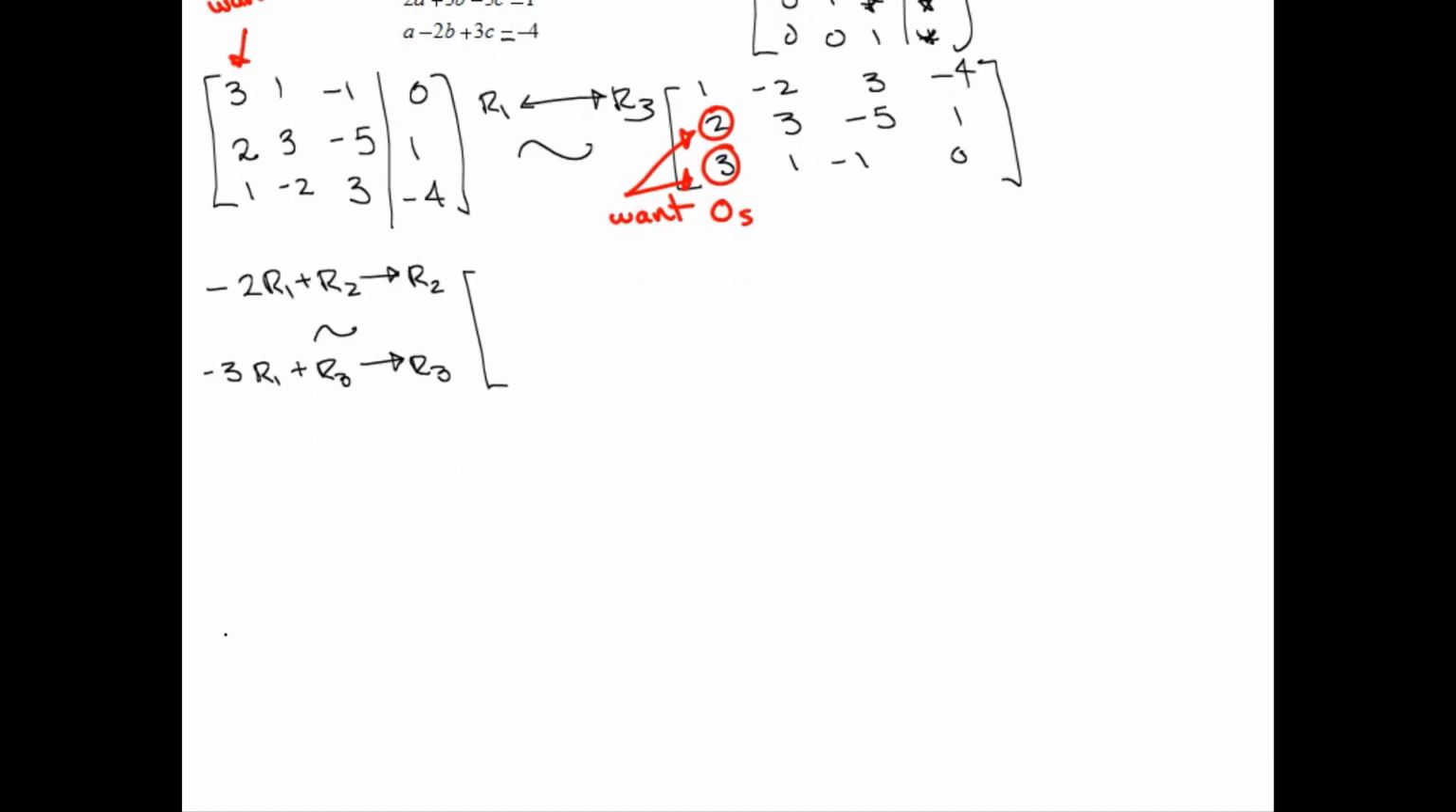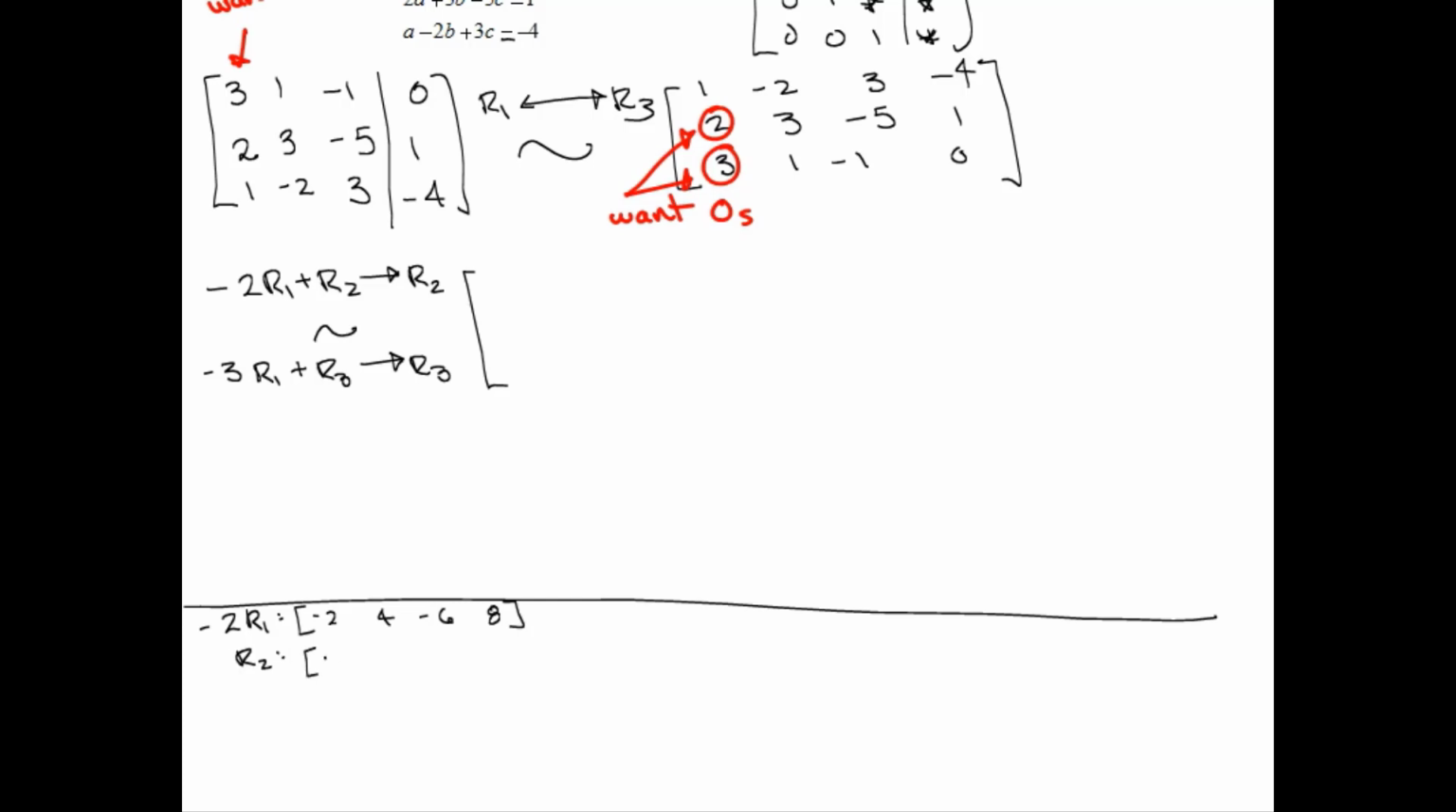Okay, so if we do -2, once again, I'm going to put a little bit of scratch work down below. -2 row 1. So that'll be what? -2, +4, -6, +8. Now we're going to put our row 2, which is 2, 3, -5, 1. So 0, 7, negative 11, and 9, and that's going to go back into our row 2.